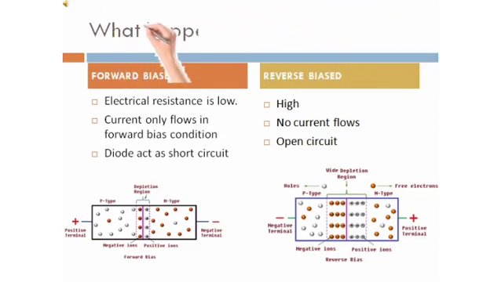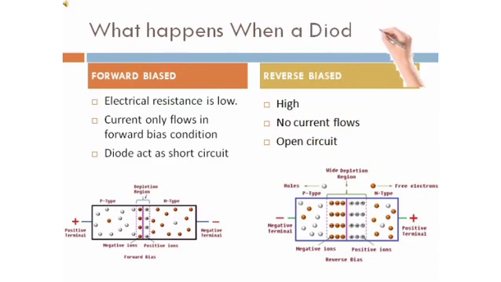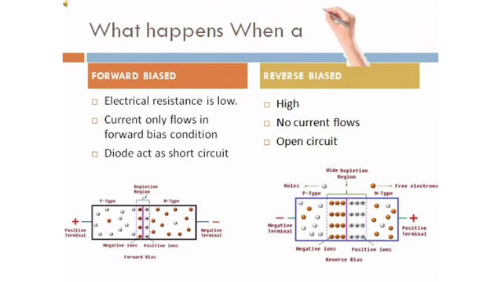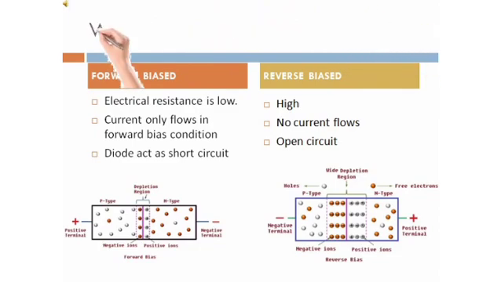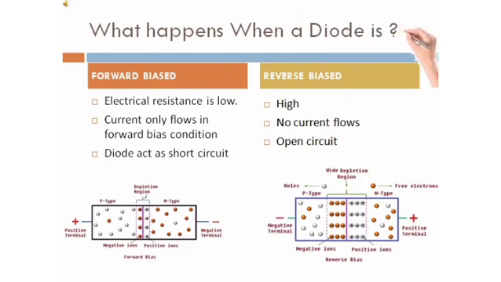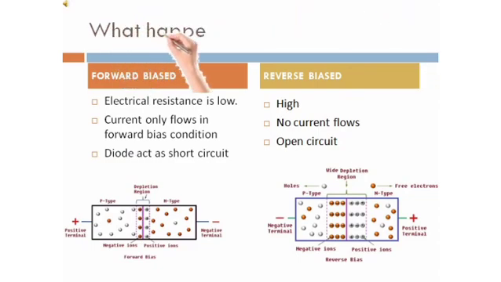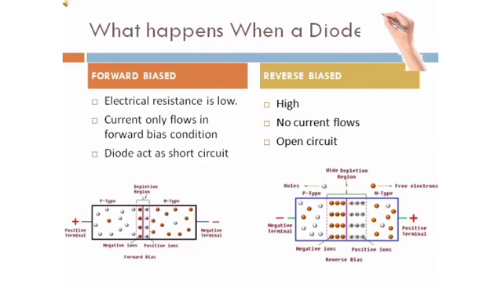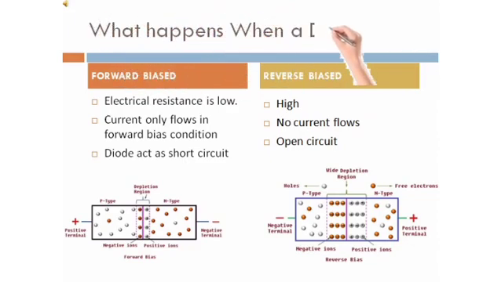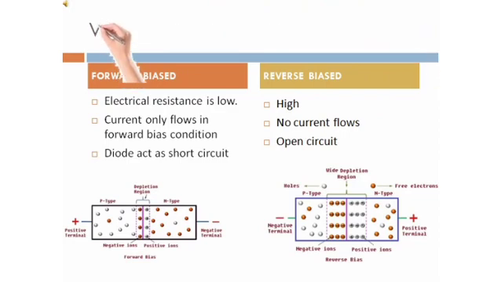Therefore the width of the depletion region is greatly reduced. The conversion of atoms to neutral continues until the depletion region collapses. The forward voltage value for a silicon diode is 0.7 volt. Overall we can say in forward bias the electrical resistance is low, current flows only in the forward bias condition, and the diode acts like a short circuit.